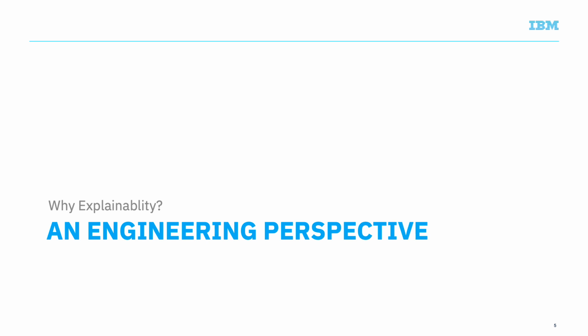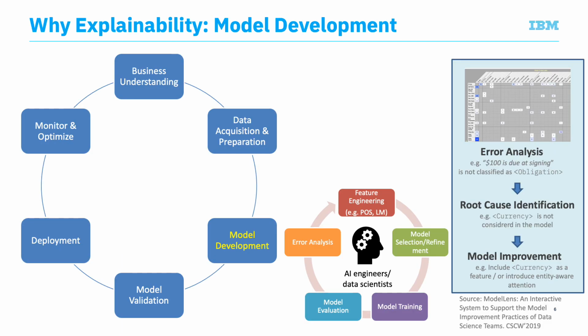In the research community, when we talk about explainability, most of the time our work focuses on the needs for explainability from an engineering perspective. The engineering perspective mainly involves 2 stages. The first one is model development.